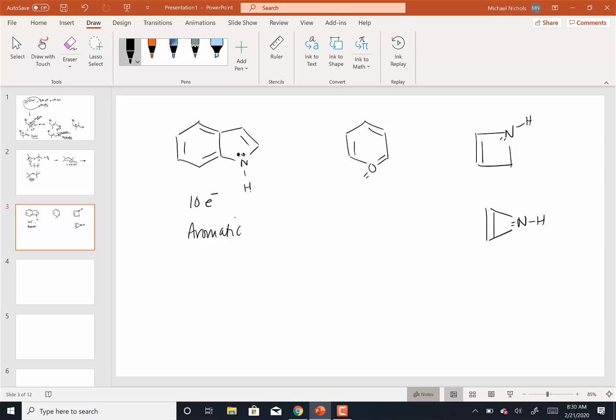How about the oxygen 6-membered ring? What about the next one? Is this aromatic, anti, or not? Non? Aromatic?